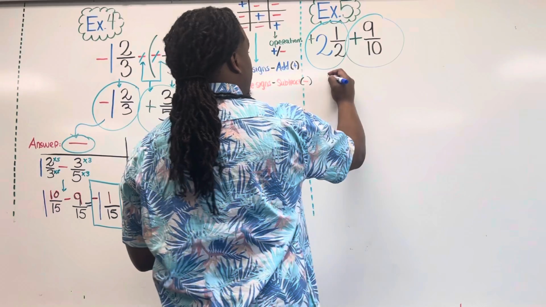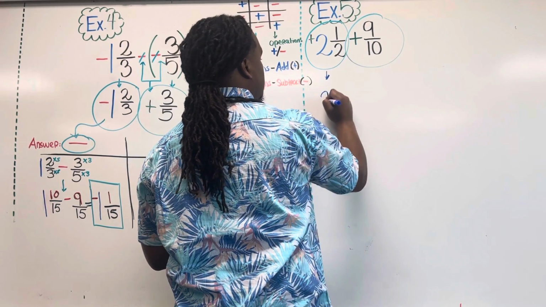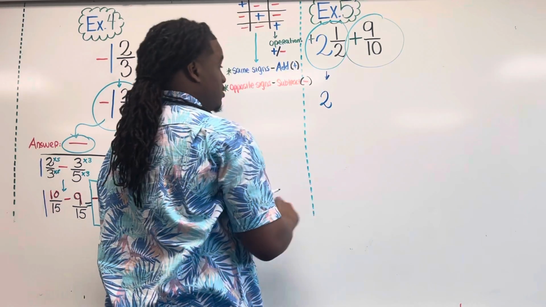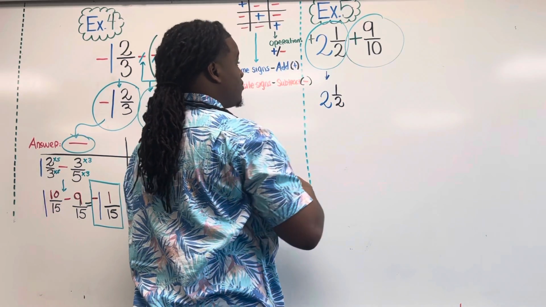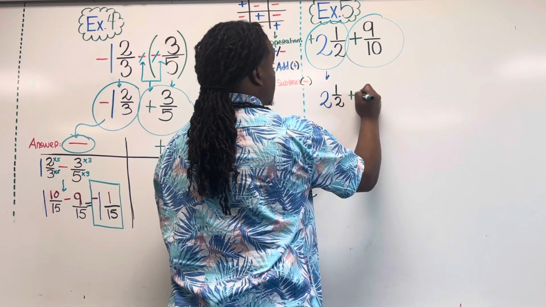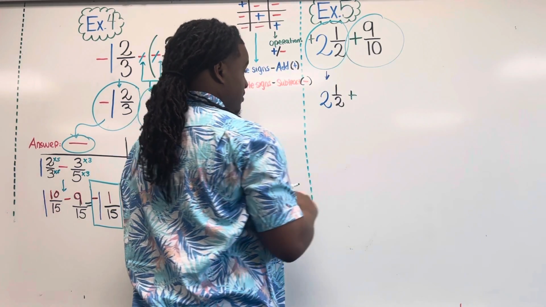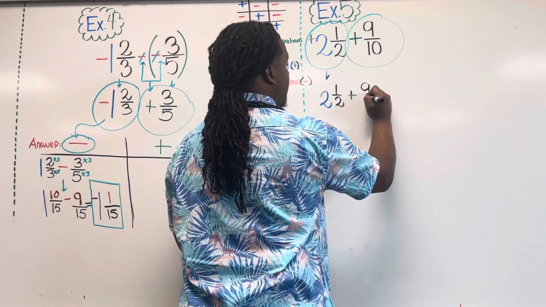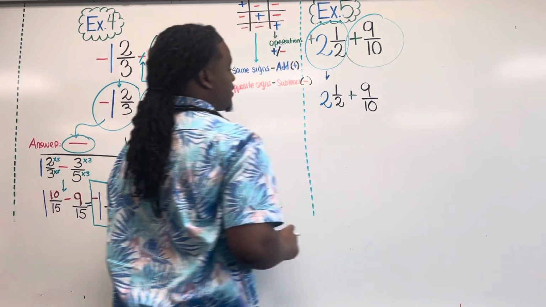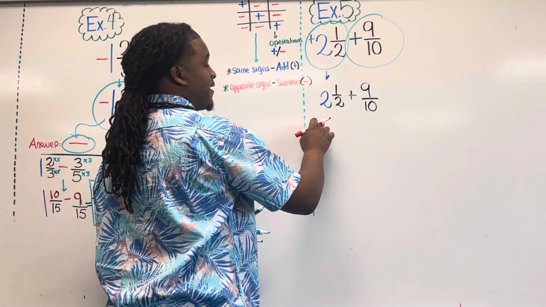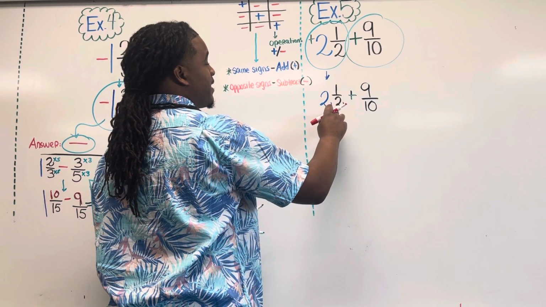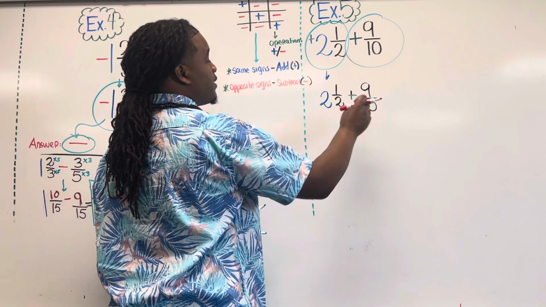Okay, so I'm just gonna bring everything else down. So I got 2 1/2. And once again, same sign, which means we're gonna add. So basically, this operation really stays the same. Plus 9 over 10. Once again, the dilemma is, guys, the denominators have to be the same, okay? So I need to make 2 and 10 equate, right?